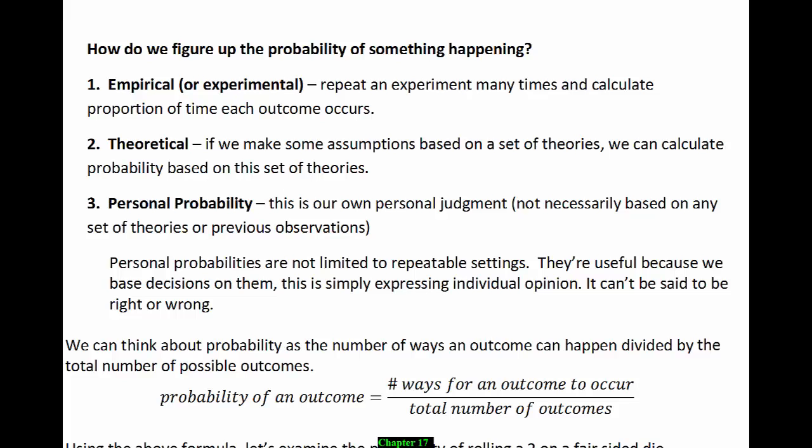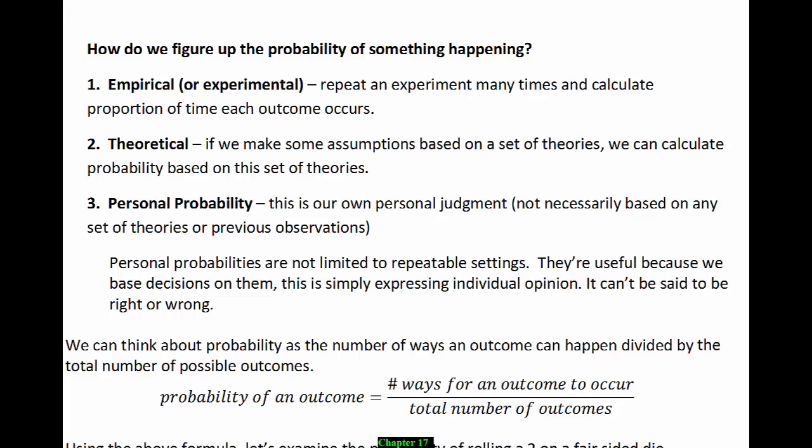So how do we figure out the probability of something happening? We're going to introduce 3 ways in this course. 2 of them are based on scientific foundation, and the third one is not. The first one is empirical or experimental. If we repeat an experiment many times and calculate the proportion of time each outcome occurs, that's an empirical probability. So let's say that we roll a die 10,000 times to see the proportion of ones, then we would have gotten that estimate of the probability as an empirical probability.